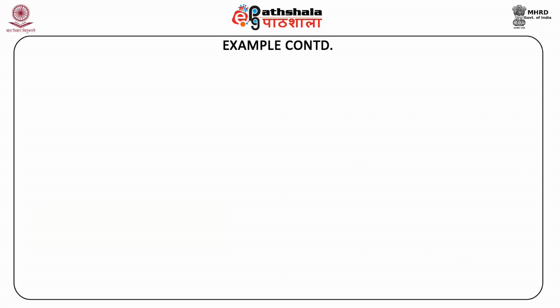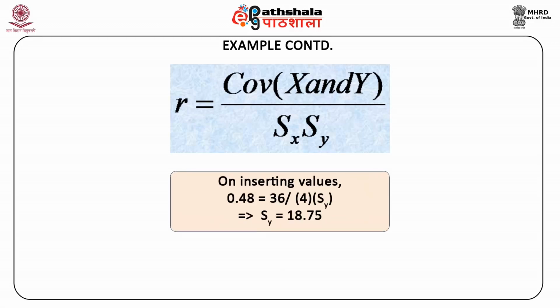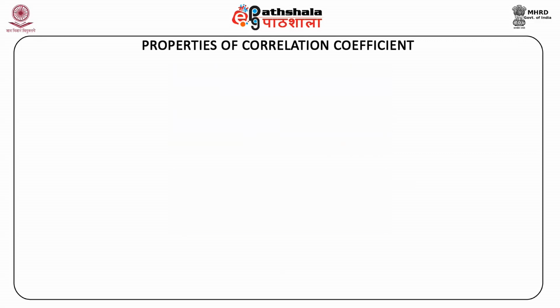Using the formula, r is equal to covariance of x and y upon Sx Sy, we get 0.48 is equal to 36 upon 4 into Sy, which implies Sy is equal to 18.75. Hence, the standard deviation of y is 18.75. Moving on to the properties of the correlation coefficient.